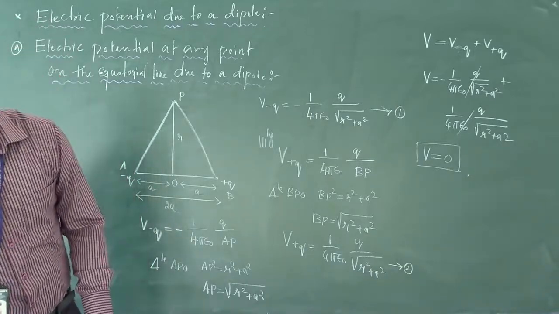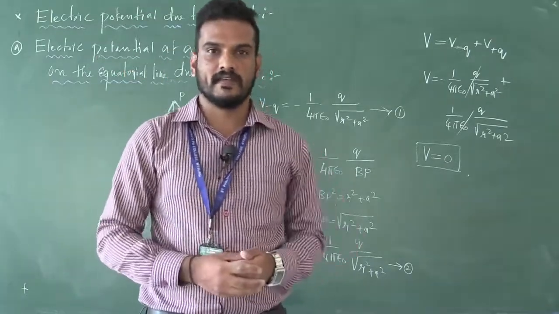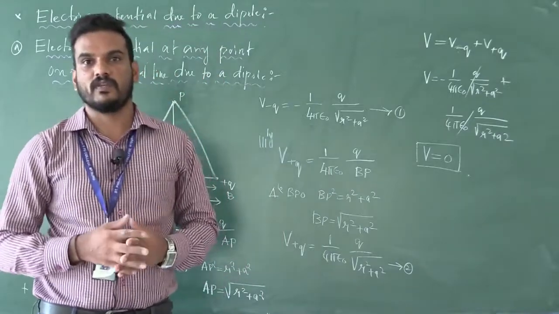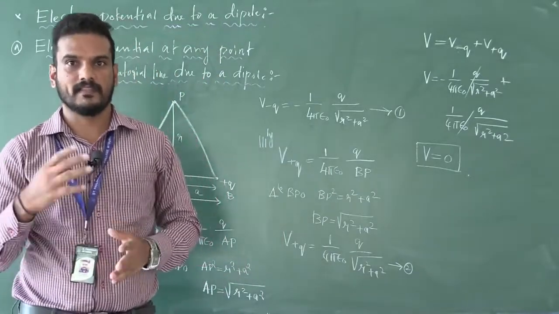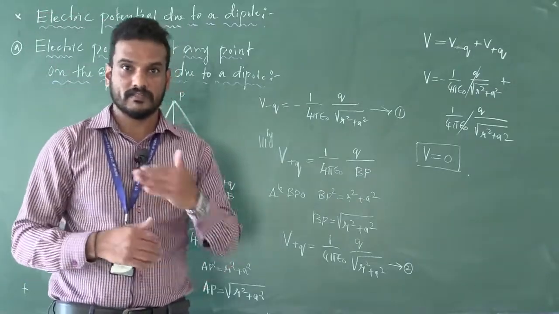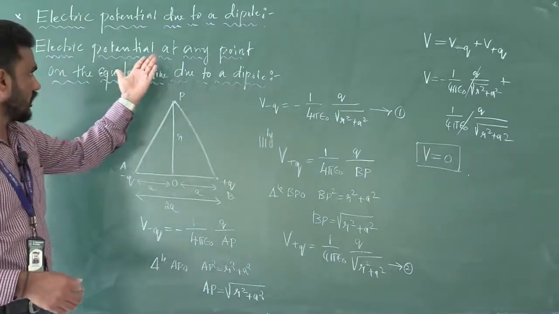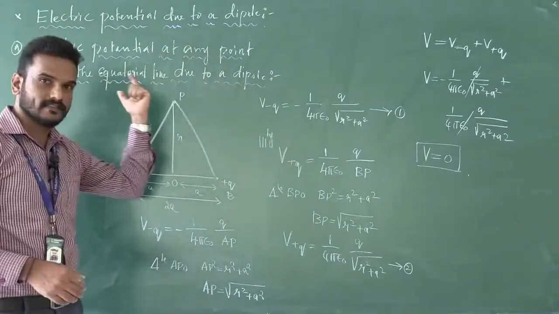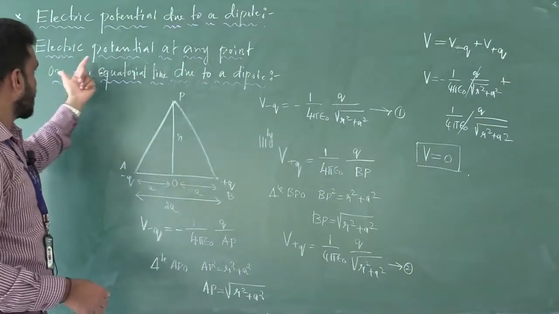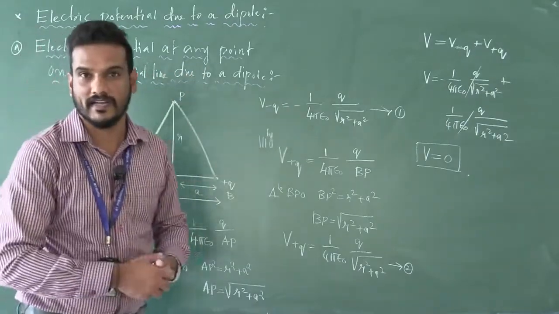So in this class we learned 3 derivations. The first one is the electric potential energy of a dipole kept in a uniform electric field. Then the next is the electric potential due to a dipole, under which we have 2 derivations. The first is the electric potential at any point on the axial line due to a dipole. The next and third one is the electric potential at any point on the equatorial line due to a dipole.